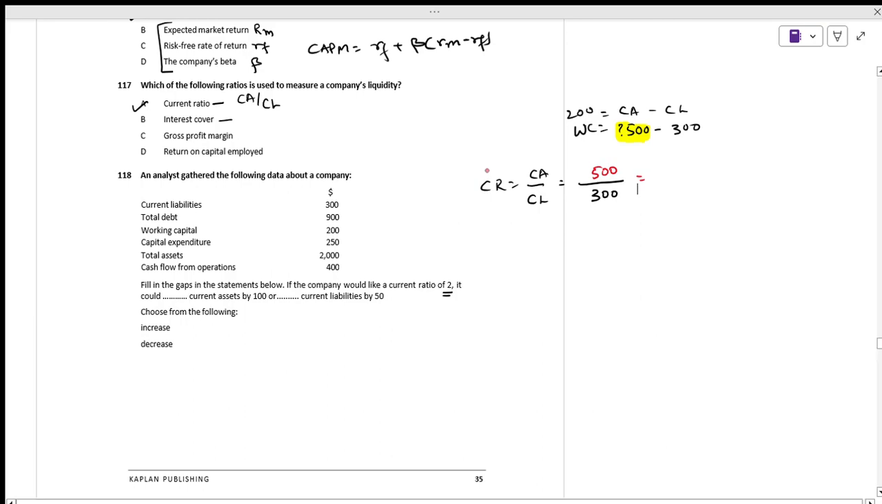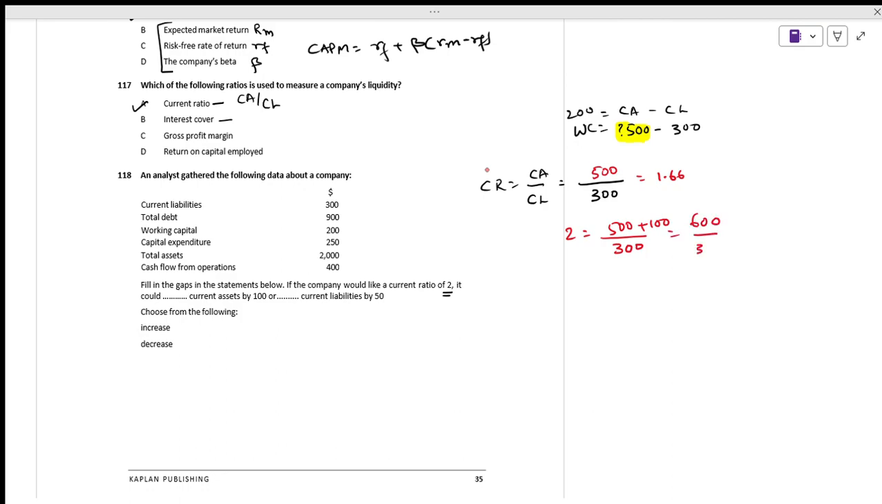500 divided by 300, it comes to 1.6. We want the current ratio to be 2, is it right? In order for the current ratio to be 2, we will take 300 as it is. In order to make it 2, we should add 100 to the 500, it will become 600 by 300, which is 2. It means we could increase current assets by 100.